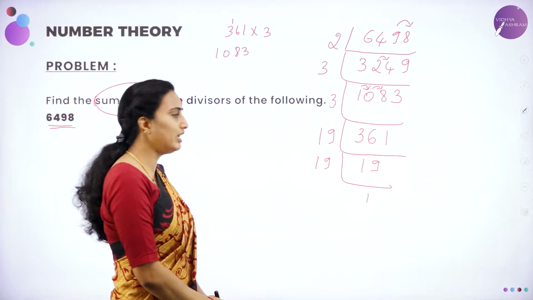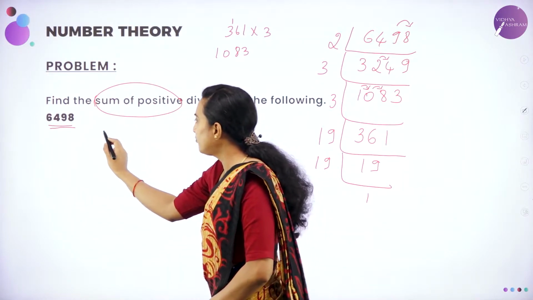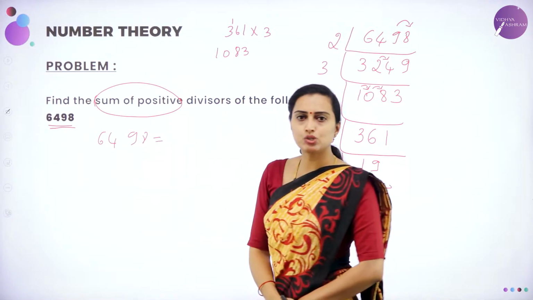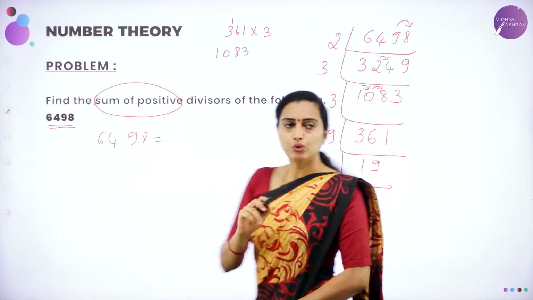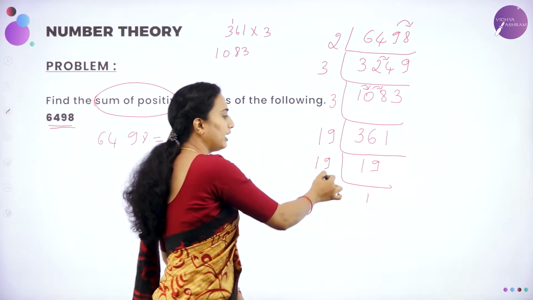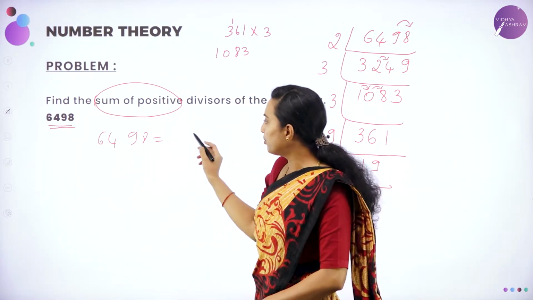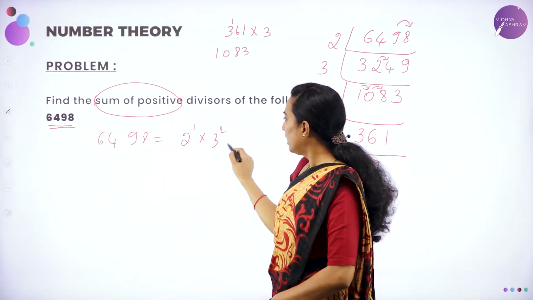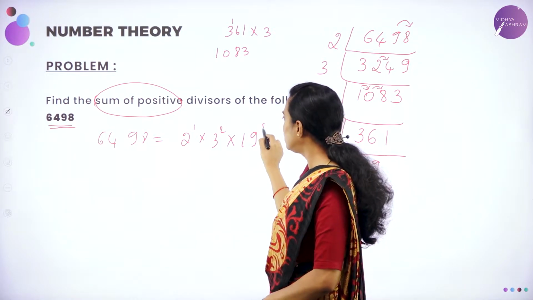6498? Let me write it here. 6498 will be equals to, see dear students, you can observe that 2 is only once, 3 is twice and 19 is twice. So therefore I am going to write it as 2 power 1 into 3 power 2 into 19 power 2.